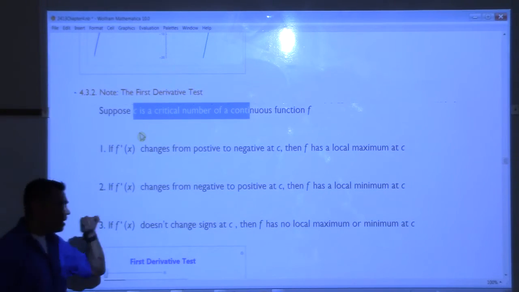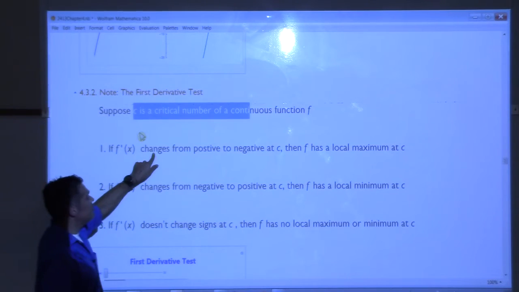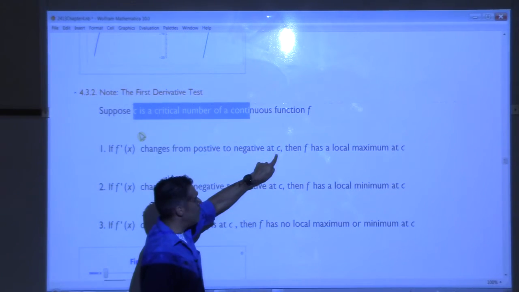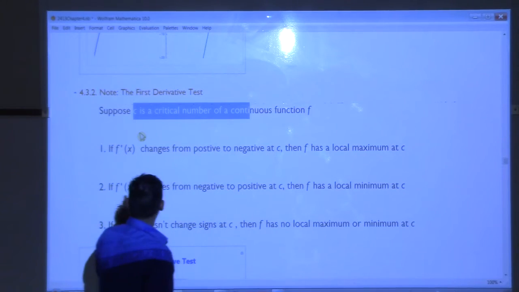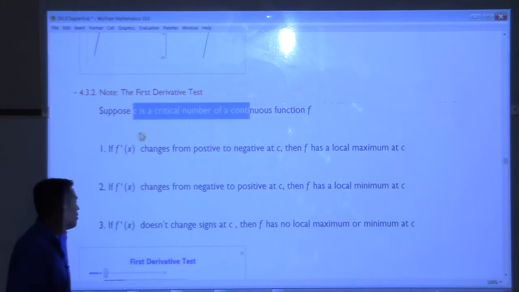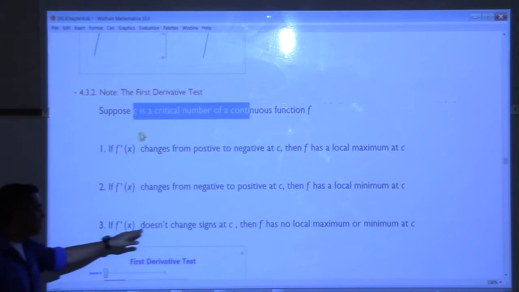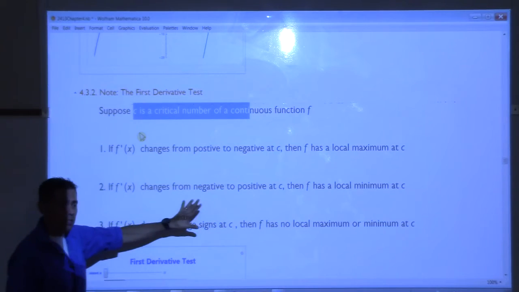So let's say you're looking at a point where the derivative is 0 or doesn't exist. If the derivative changes from a positive to a negative at that point, then you're looking at a local maximum. If the derivative changes from a negative to a positive at that point, then you're looking at a local minimum. And if the derivative doesn't change signs, then you're not at a max or a min. So let me show you this visually.